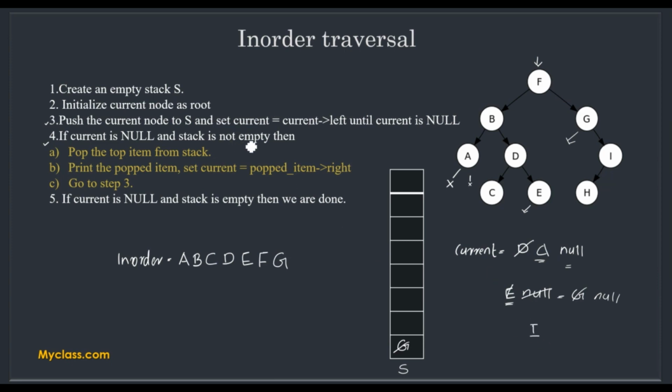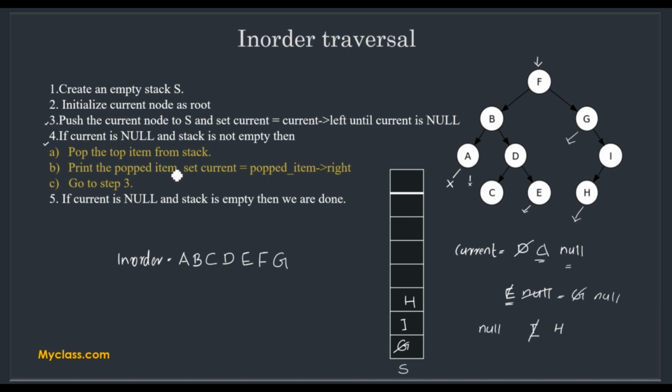Now we push the current node to S, so we are going back to step 3, push the current node to S. Which one is the current node? I to S, and current equals current left. So the left of I is H. Now the current equals H. Again we want to push H into our stack. Then current equals current left. Current equals current left means there is no left child of H. So current now became null.